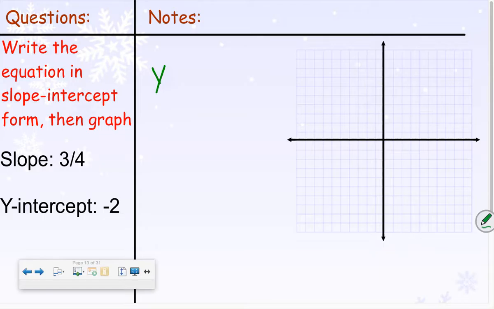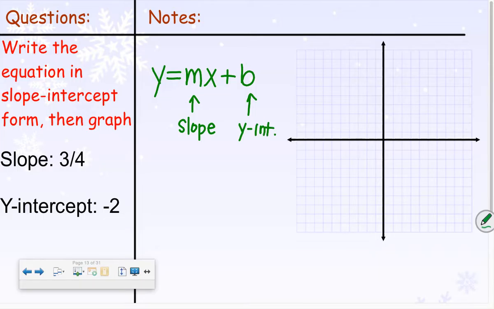So slope-intercept form is y equals mx plus b. m is our slope, b is our y-intercept, or where our line crosses the y-axis.